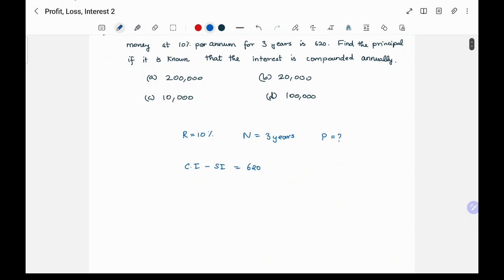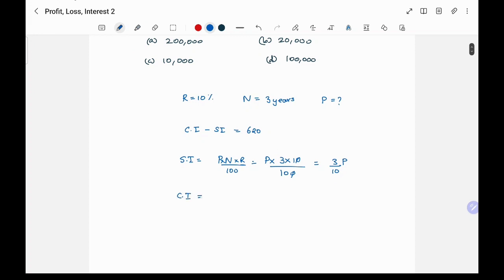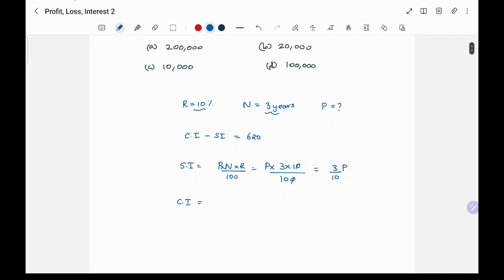So first we'll find simple interest because it is easy to find. Simple interest is P into N into R by 100. So P we don't know. N is 3 into 10 by 100. So it is 3 by 10 P. What about compound interest? It is given it is compounded annually. So N and R remain same.